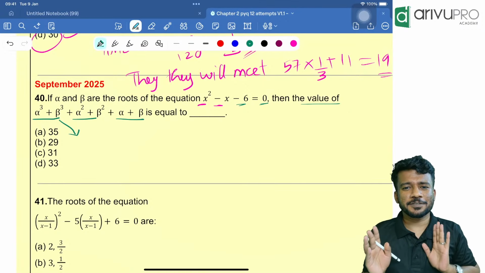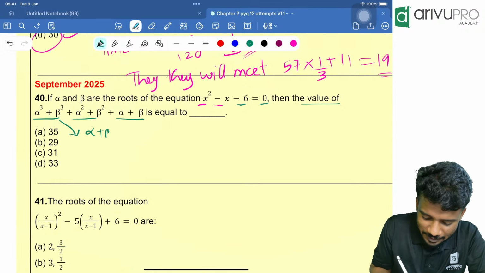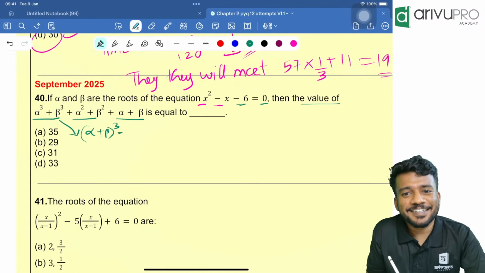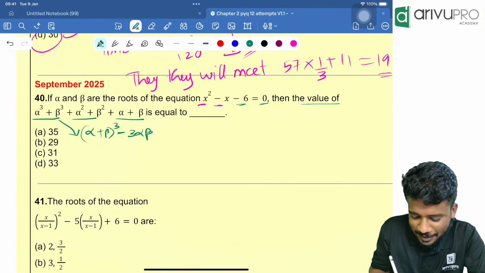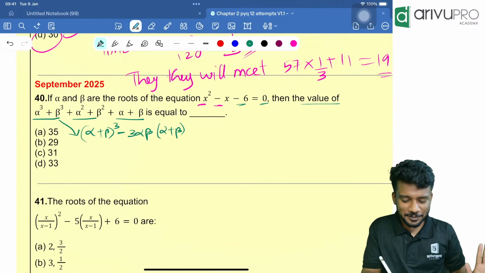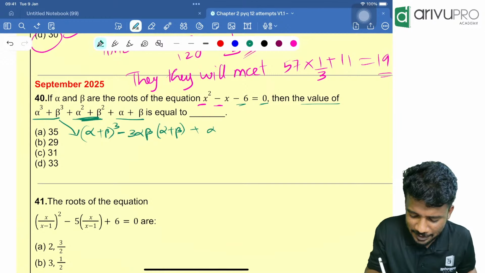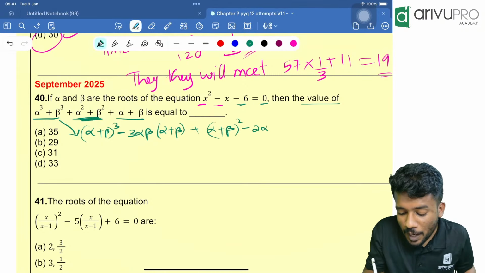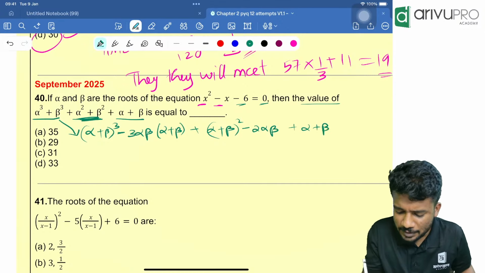So what is alpha cube plus beta cube? I already told you that is nothing but alpha plus beta the whole cube, minus 3 alpha beta into alpha plus beta. So that is alpha cube plus beta cube. Plus, what is alpha square plus beta square? That is nothing but alpha plus beta the whole square minus 2 alpha beta. Correct? Then plus alpha plus beta is the remaining thing.